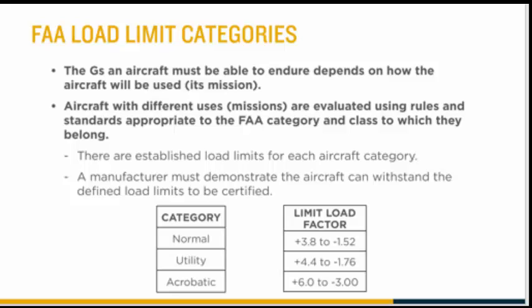So our normal category needs to be able to withstand 3.8 positive Gs and 1.52 negative Gs. The utility needs to be able to withstand 4.4 positive Gs and 1.6 negative Gs. Then the acrobatic must be able to withstand 6 positive Gs and 3 negative Gs.